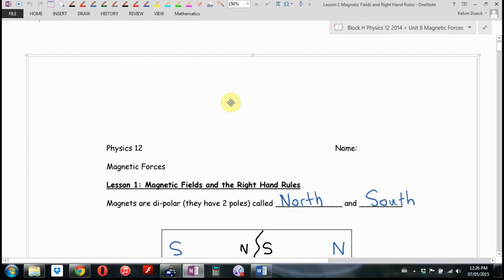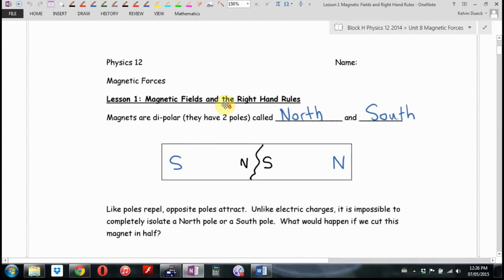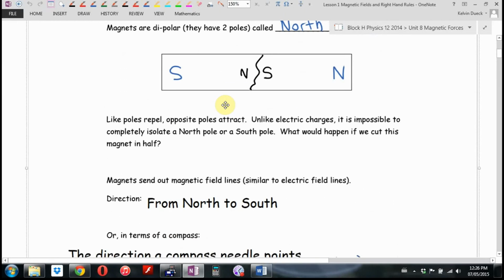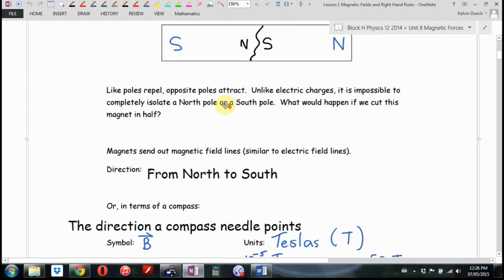Really quick review. We said last day, magnets come in 2 types, 2 flavors, 2 poles, north and south. We said that magnetic fields, because we have action at a distance, always point from north to south. Or they always point in the same direction that a compass needle points. The symbol for magnetic field was the letter B. And magnetic field is measured in Teslas, capital T.